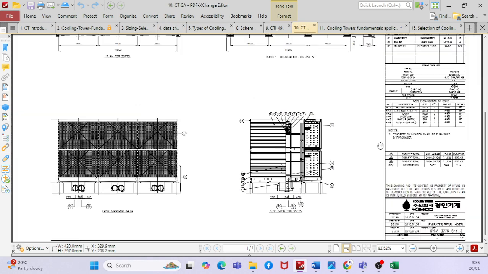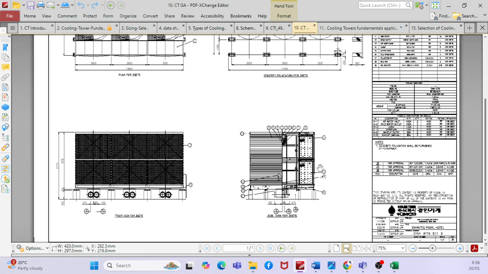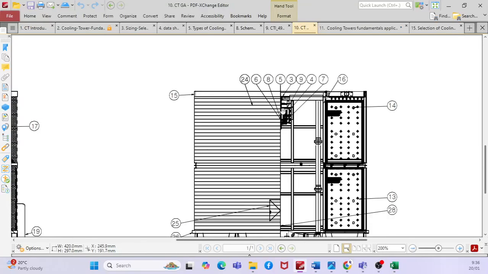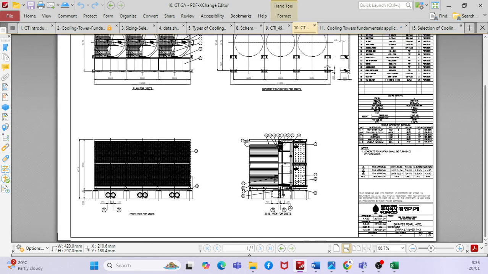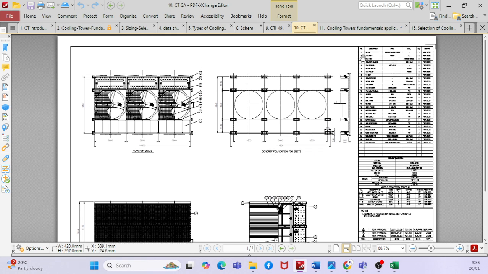See, this is the cooling tower. The same cooling tower is here, and you can say the fan is on the top, right? This is the fan. I have also attached this as part of the folder. You will see all the components here. This is one, two, three, four.